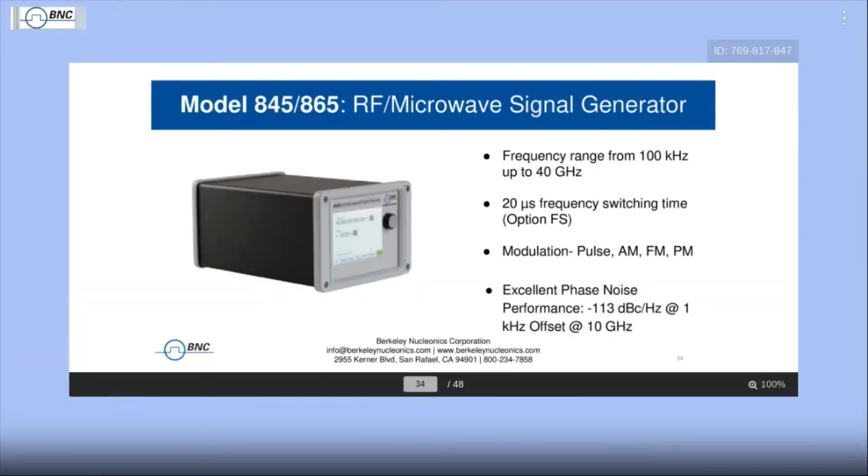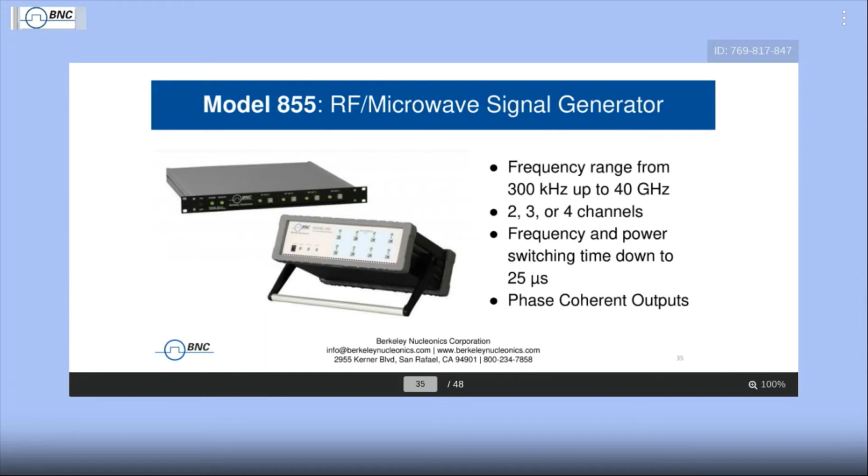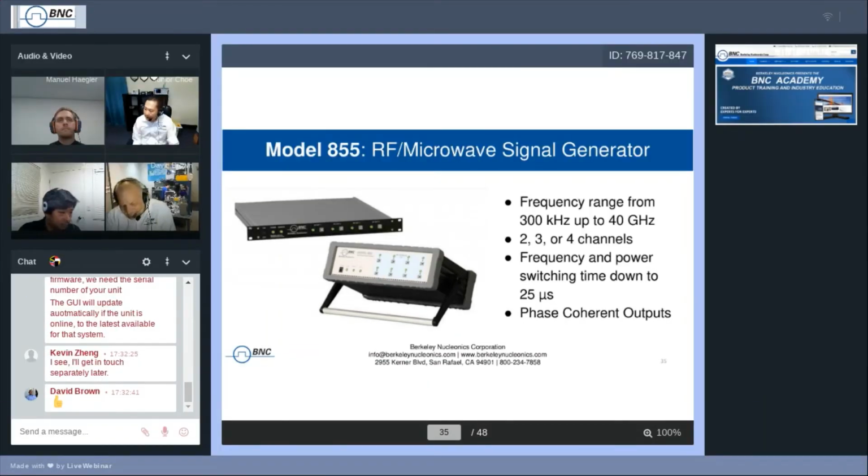Okay, so let me switch it back here. That was our benchtop single channel unit. But we must also touch on our multi-channel. We're very excited about this as well. As you can see from the images, we have a couple different form factors. The frequency range goes up to 40 gigs, with 2, 3, or 4 channels.